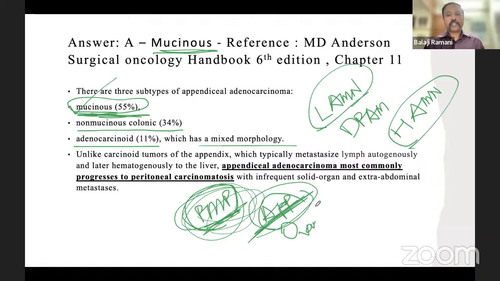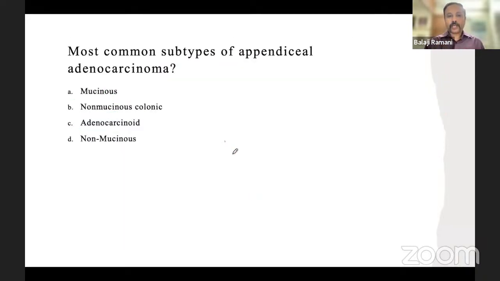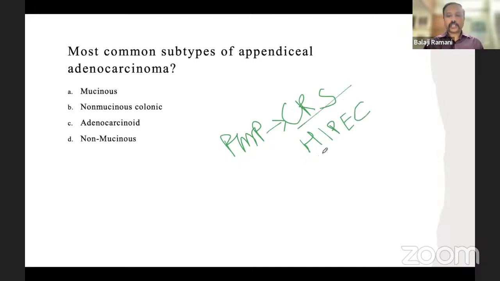And previously, for these kinds of pseudomyxoma peritonei, there was no possible management. Currently, whenever you have a pseudomyxoma peritonei, you have a curative treatment option which is possible in the form of cytoreductive surgery and HIPEC. Cytoreductive surgery and HIPEC is the current treatment of choice as far as pseudomyxoma peritonei is concerned, CRS and HIPEC.